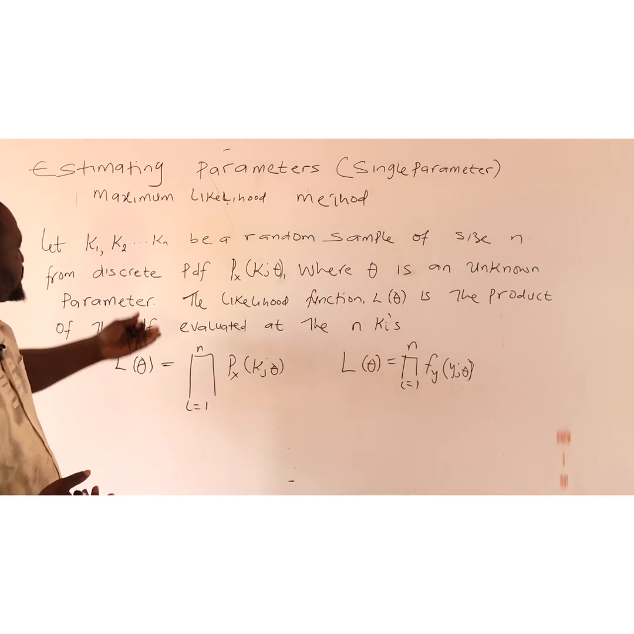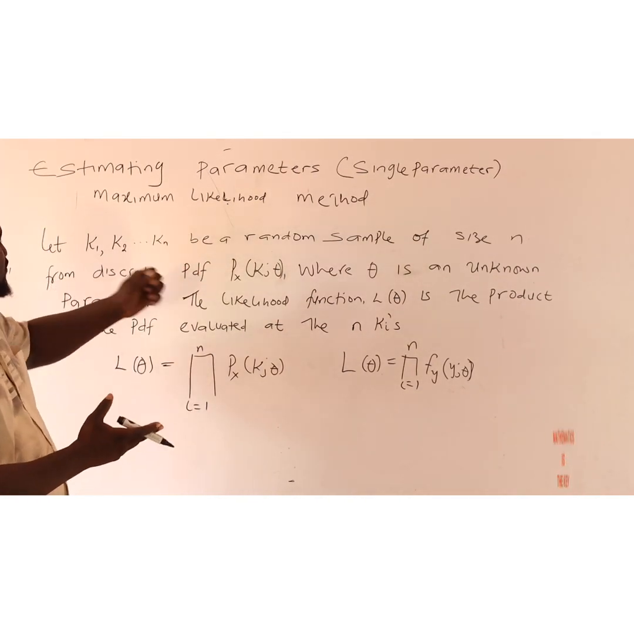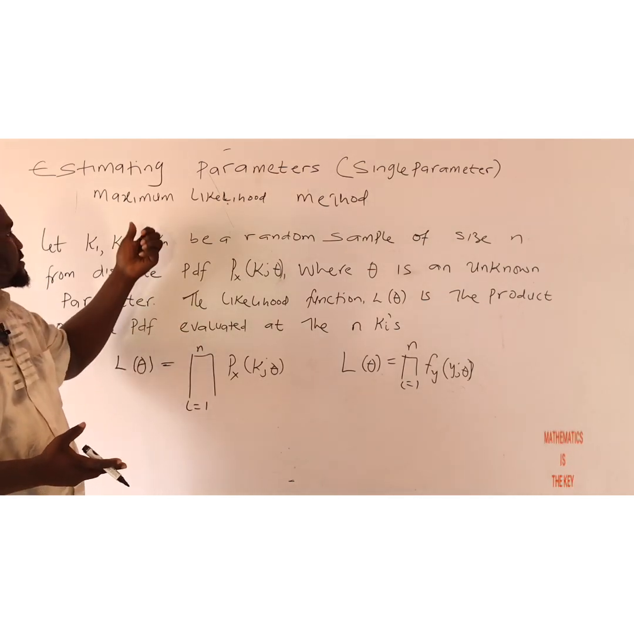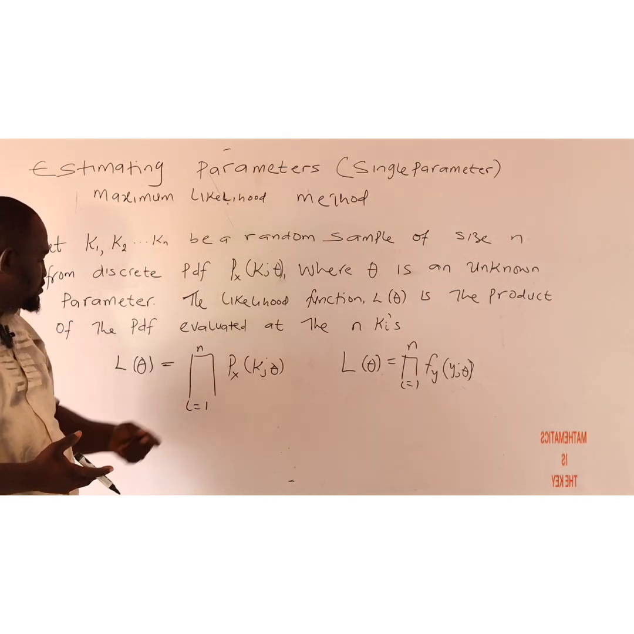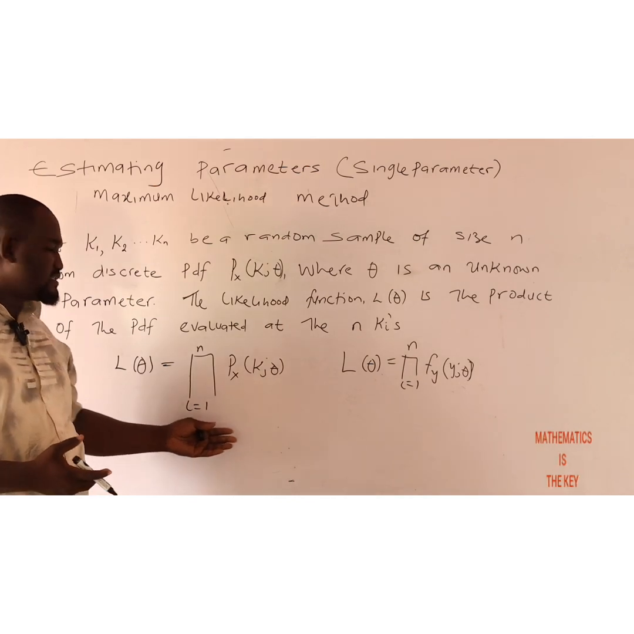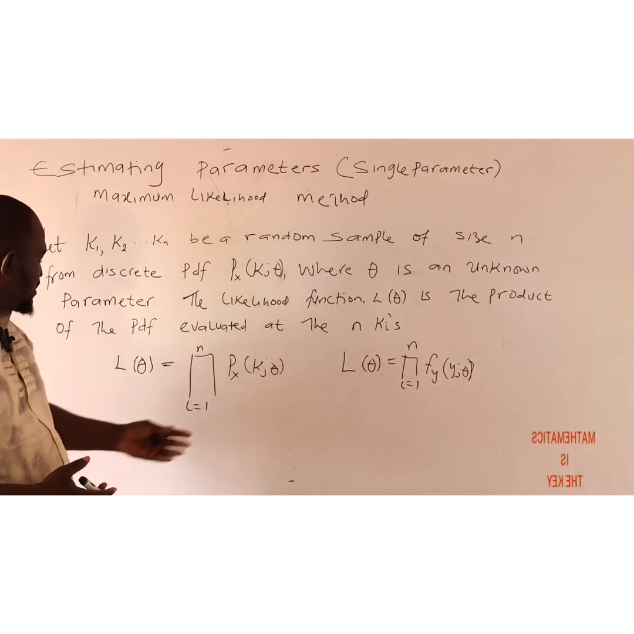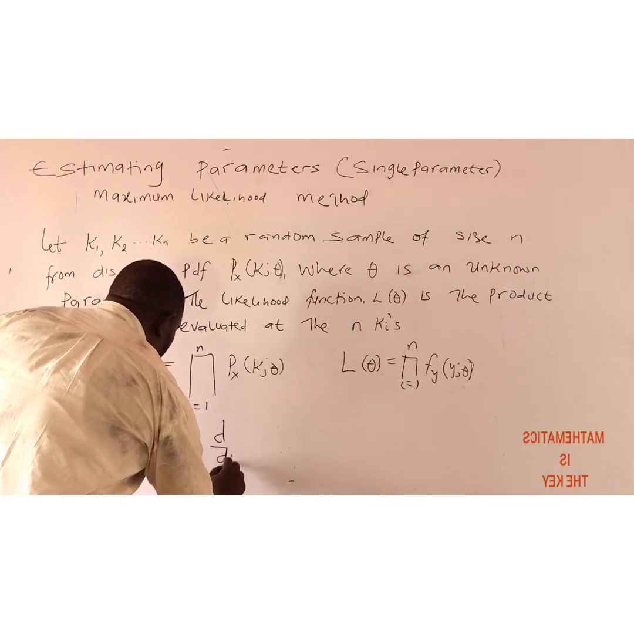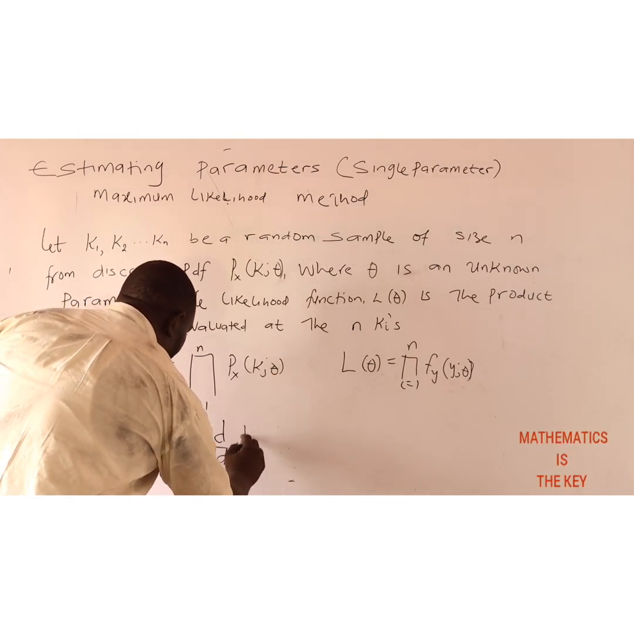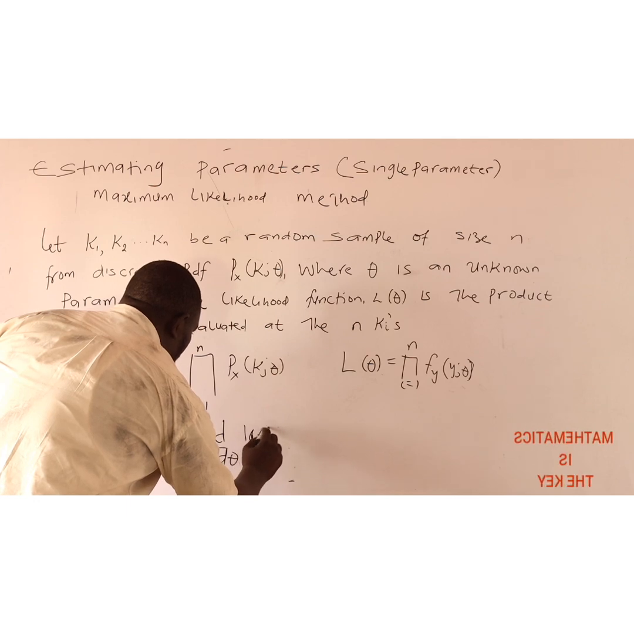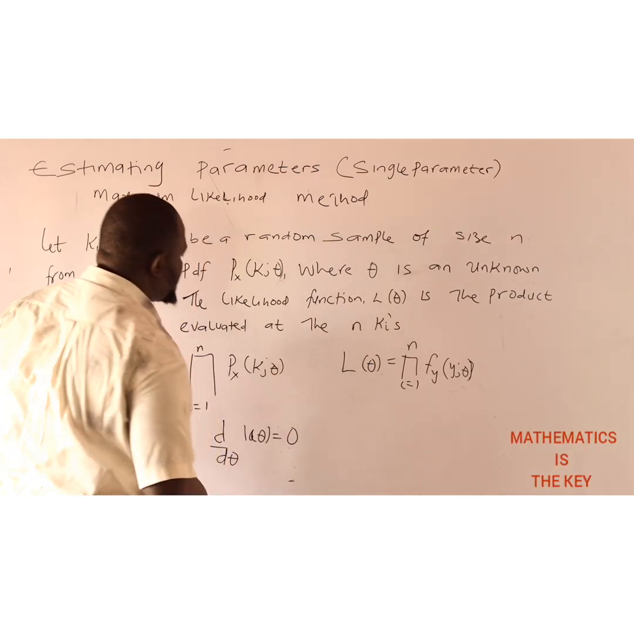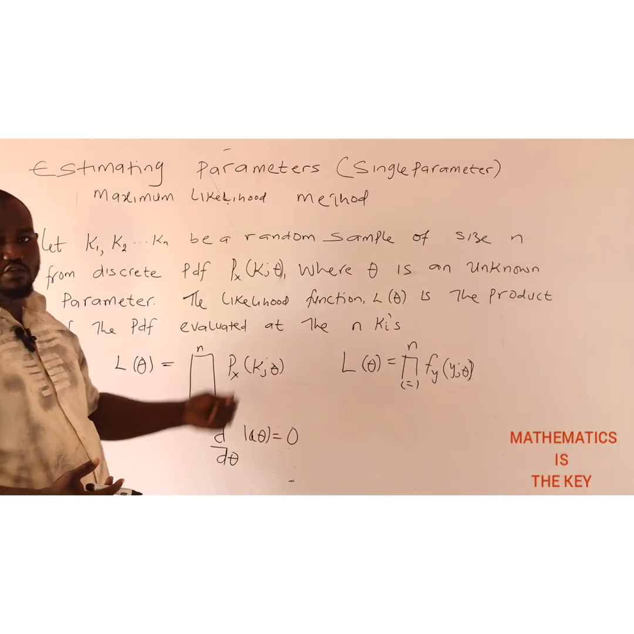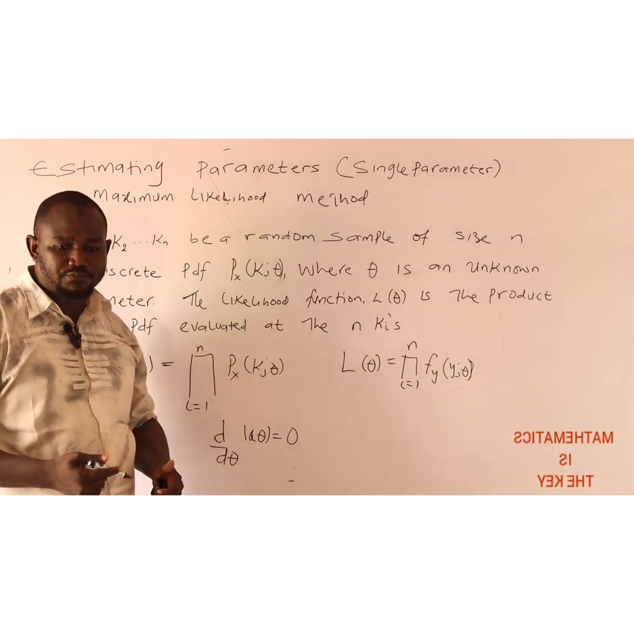So, finding the value of the estimating parameter that maximizes the likelihood is often an exercise in differentiation, and then we solve the equation derivative with respect to theta of the likelihood function equal to 0. Then from there we'll be able to find our estimator, as we are going to see in the following examples.